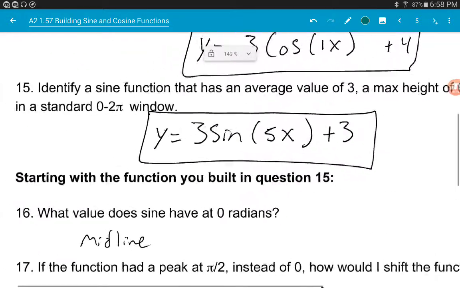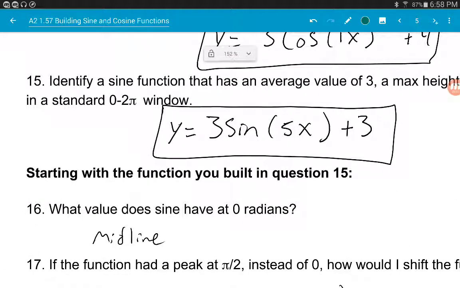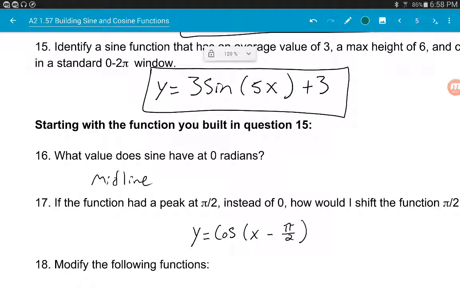Now, sine at 0 radians always starts at the midline. Unless it has some sort of a horizontal shift, it'll always start at the midline. So a standard sine function has a value of whatever the midline is. If we're talking about question 15, as it states here, then our midline is positive 3.